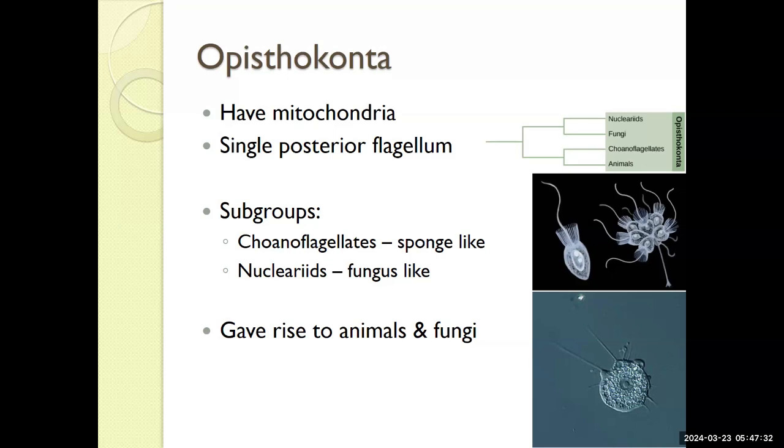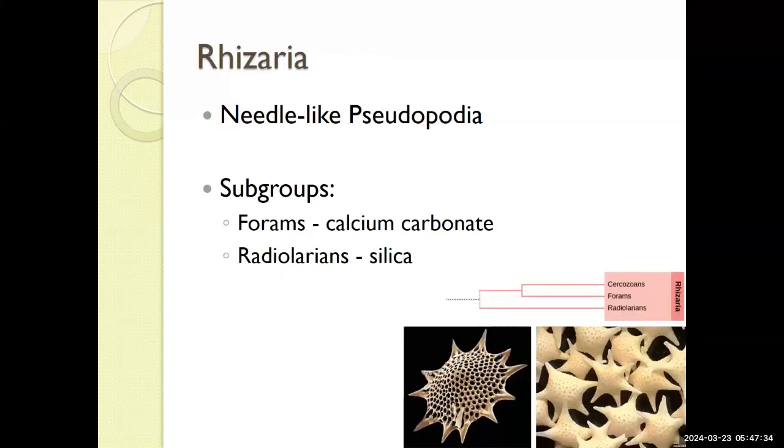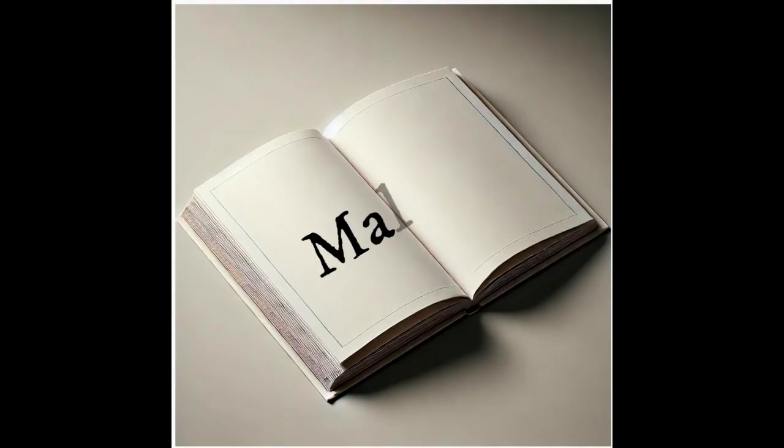Our last group are the Rhizaria. Their key feature is that they have these needle-like pseudopods, and their subgroups are broken down based upon what those pseudopods are built out of. If they are calcium carbonate, like our skeletons, they're from the foramens group. If they are silica, like glass, they belong to radiolarians. These groups are used in carbon dating.